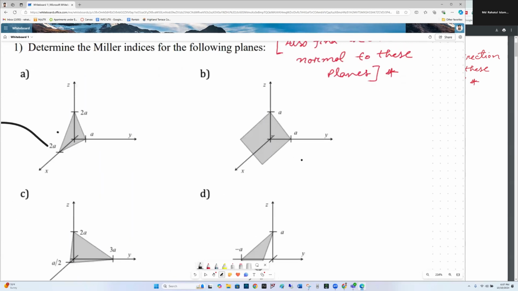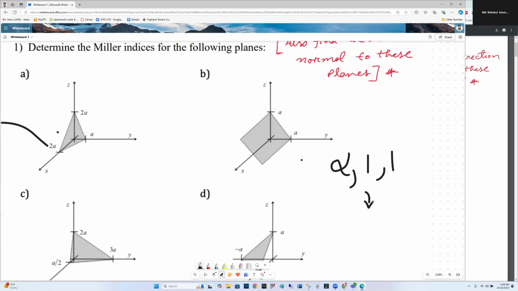As you can see for B, let's find the intercept along the x, y, and z directions. In this case, you can see that the plane is actually parallel to the x-axis. So the intercept would be infinity, because the plane is not intercepting the x-axis. So we write infinity here as the x-axis intercept, and for the y-axis it's 1a, so the intercept would be 1, and for the z-axis it's also 1.